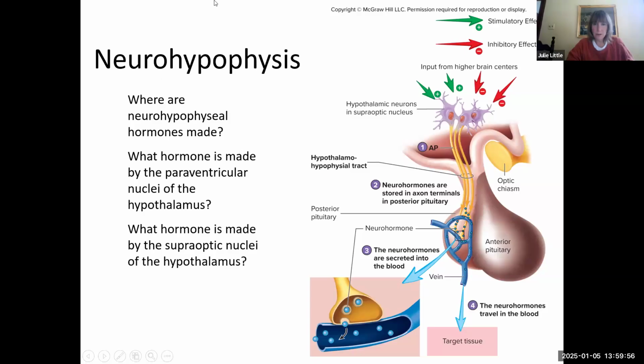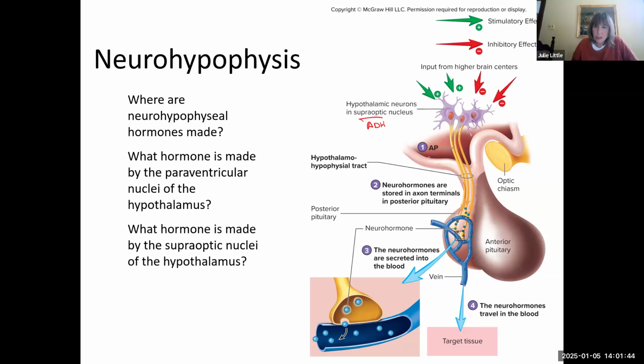Okay, let's do the neurohypophysis and what causes the release of hormones from there. Here we have the posterior pituitary in the back, and how do I know that that's the posterior pituitary? We have these hypothalamic neurons in the supraoptic nucleus. That means if it's a supraoptic nucleus, it makes ADH in this very specific example. These neurons make antidiuretic hormone, and they slide down these axons, and they're stored in here.